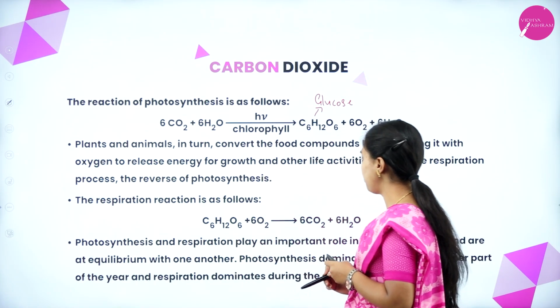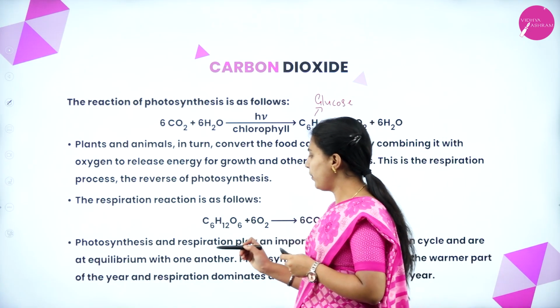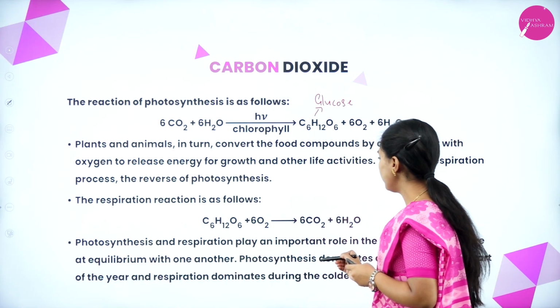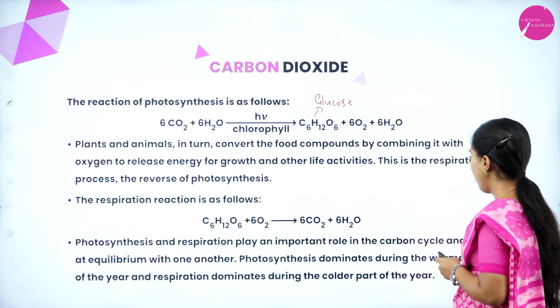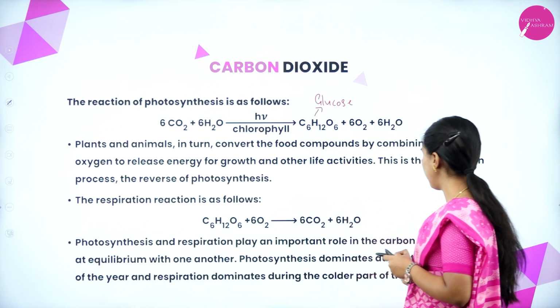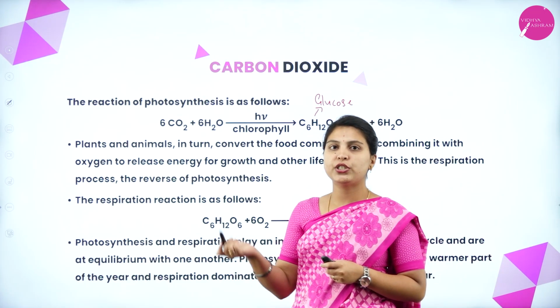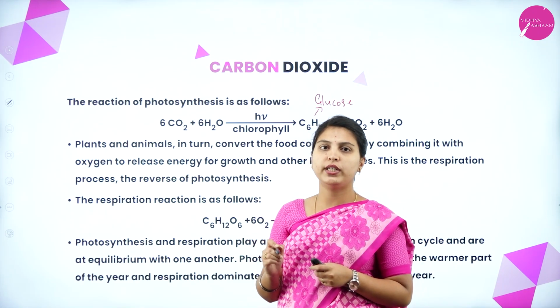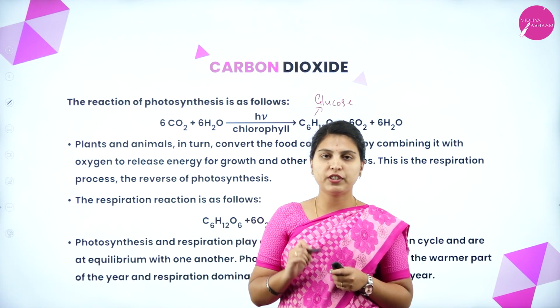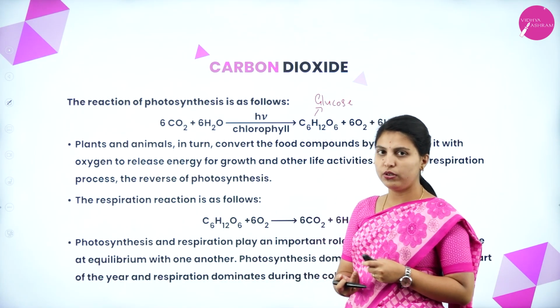Photosynthesis and respiration play an important role in the carbon cycle and are at equilibrium with one another. Photosynthesis dominates during the warmer part of the year and respiration dominates during the colder part of the year. Photosynthesis and respiration play an important role in the carbon cycle. Because of that only, we and other plants and animals are living.